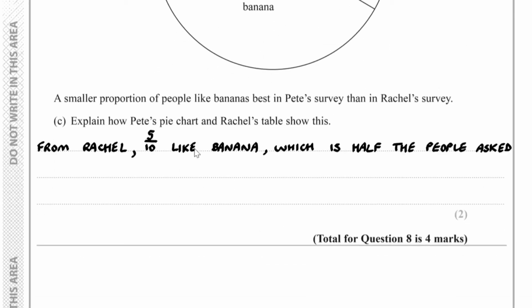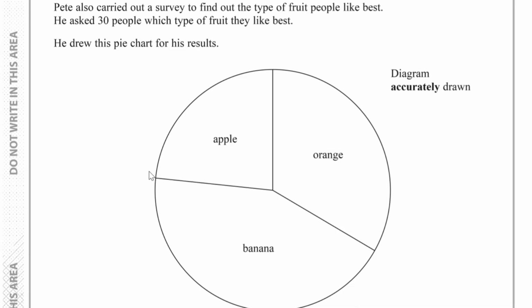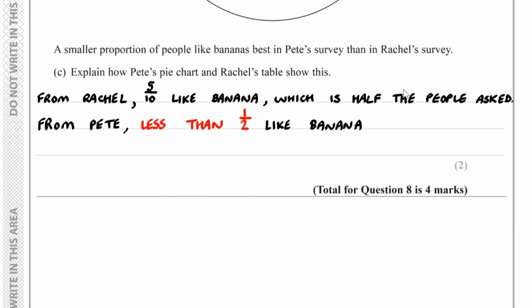So, 5 out of 10 like banana from Rachel, which is half the people she asked. Now, if we take a look at banana from Pete's survey, what we would have is less than half. So from Pete, less than 1/2 like banana, which supports those results.